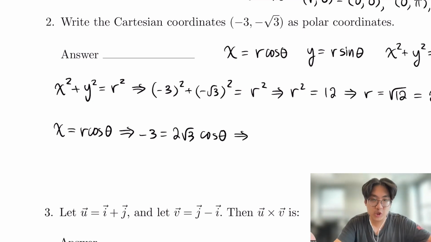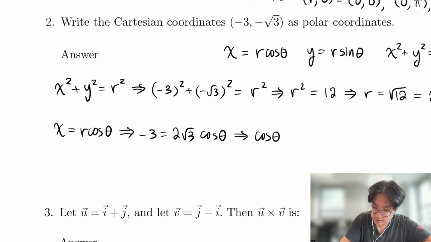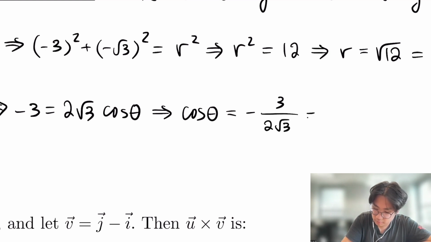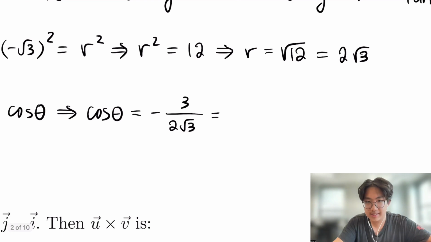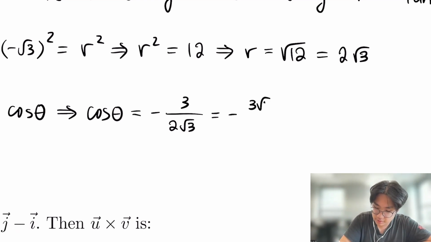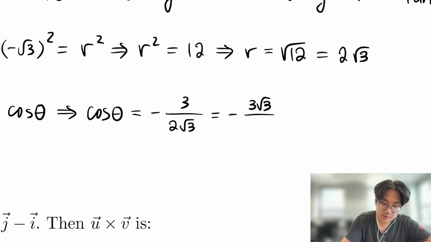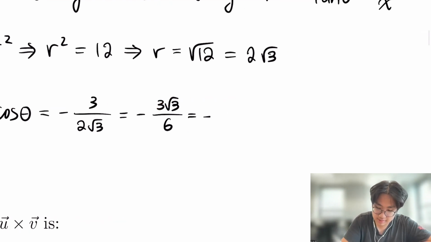Then dividing both sides by 2√3, we get cos theta is equal to -3 over 2√3. Here, again, you can rationalize the denominator by multiplying the top and bottom by √3. You get -3√3 over 2 times 3. So again, we multiply the top and bottom by √3. √3 times √3 is just 3, and then 2 times 3 is 6. And then now you can divide 3 and 6 to get -√3 over 2.